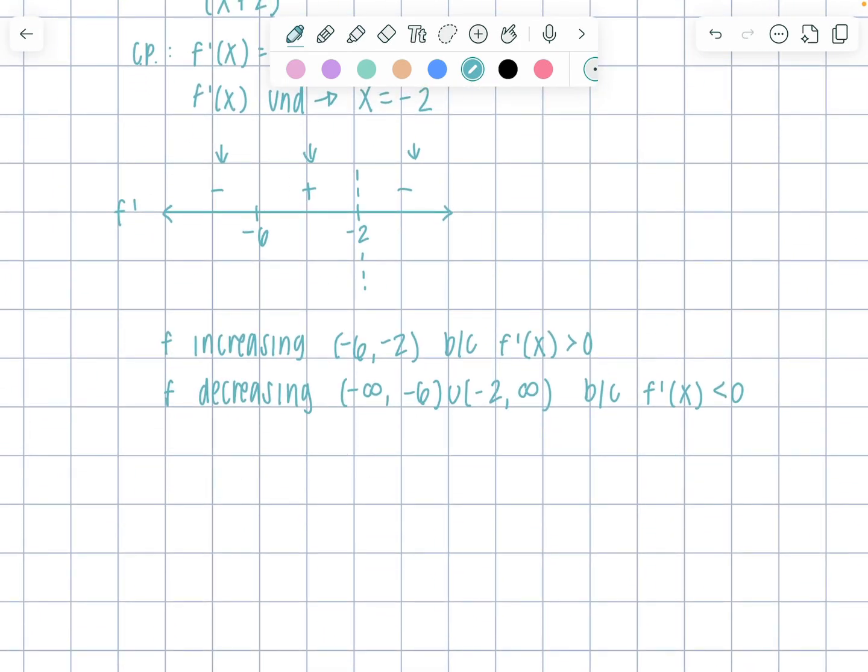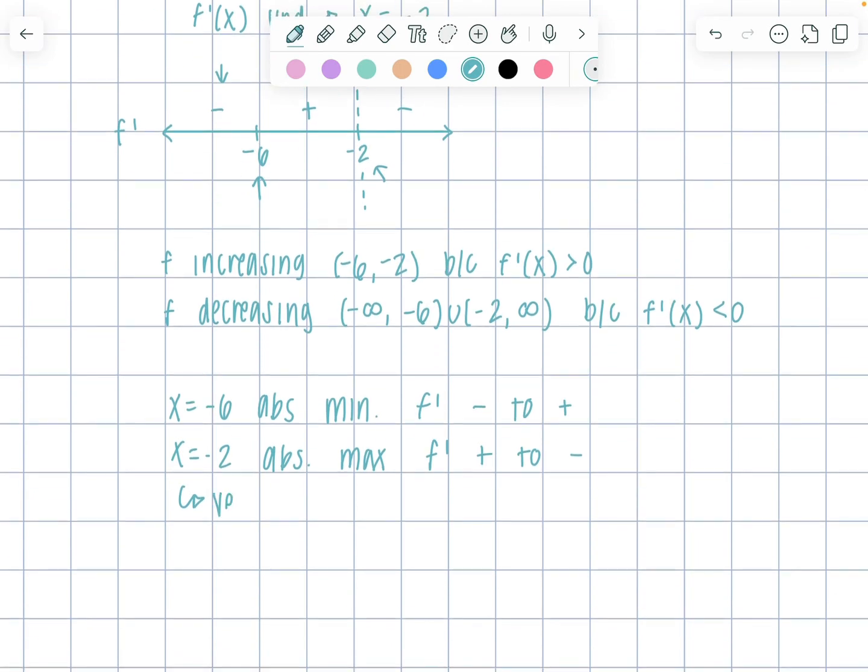We can also tell that these critical points are absolute minimums and absolute maximums. X equals negative 6 is an absolute minimum because the f prime function changes from negative to positive. X equals negative 2 is also technically an absolute maximum because f prime changes from positive to negative values. However, because x equals negative 2 is a vertical asymptote, this is technically just a vertical cusp.